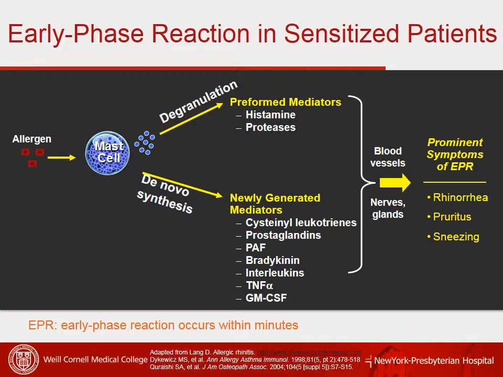However, there's also de novo synthesis, so newly generated mediators are synthesized as well, and you can see the list below. And what this causes are some of the prominent symptoms like rhinorrhea, itching, and sneezing, and this is due to the dilation of blood vessels as well as irritations to the nerves. This can occur within minutes of the reaction.